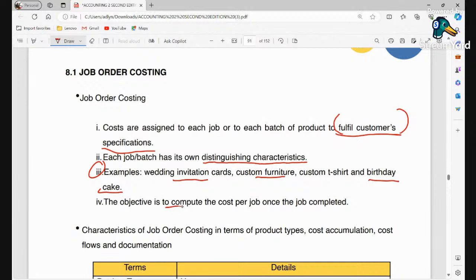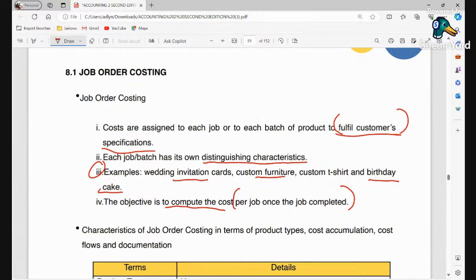Maksudnya kita nak kira cost untuk job apabila job itu selesai. So sebab apa kita kena kira mengikut job? Sebab it's a custom product. So every tempahan, every order or every batch of product produced, the costing will be different from one another. So that means you need to calculate the costing for each job separately. It is calculated when the product is done or finished.